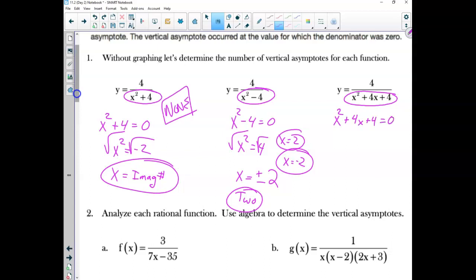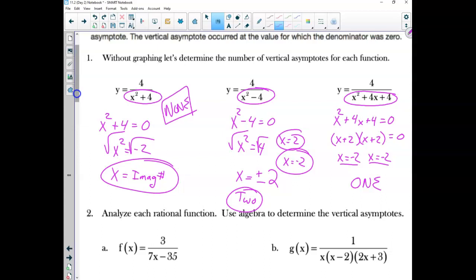And remember, when we solved quadratics, factoring was the best way. And I can see this is going to factor with an x plus 2 and an x plus 2. So I can see I have a vertical asymptote at x equals -2 and a vertical asymptote at x equals -2. And because they are the same one, this will have 1 vertical asymptote. Okay? So that's what you're going to be doing.